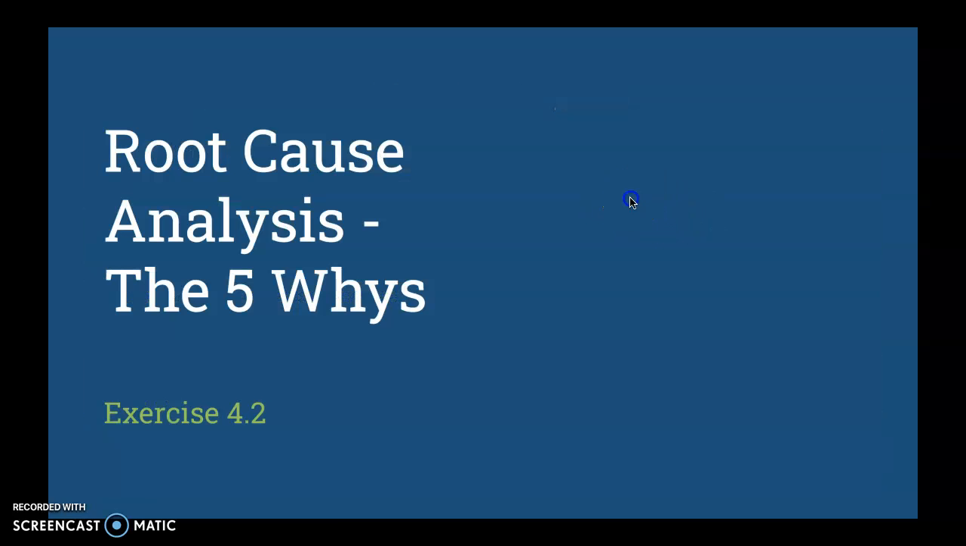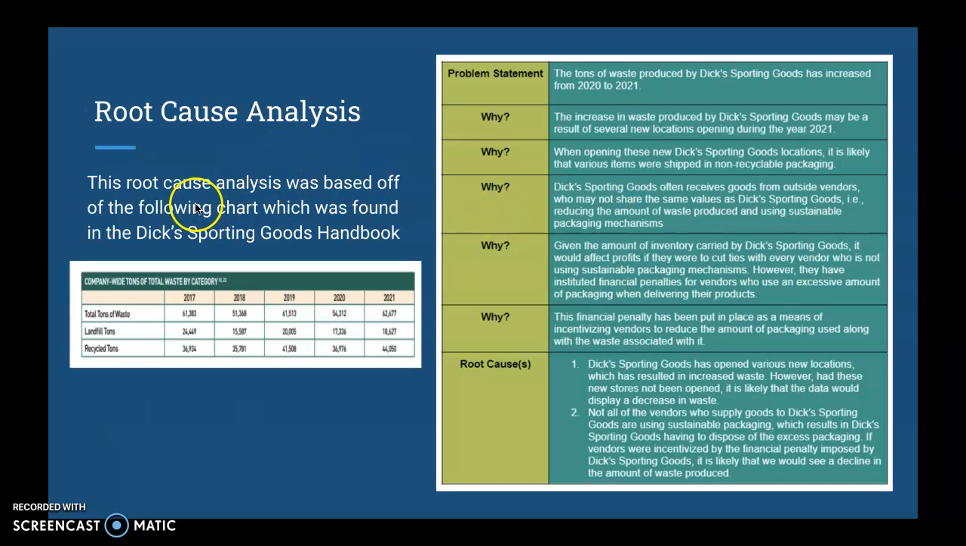So, the root cause analysis and the 5 whys. This root cause analysis was based off the following chart, which was found in the Dick's Sporting Goods Handbook. This is the company-wide tons of total waste by category, and it ranges from 2017 to 2021. It depicts total tons of waste, landfill tons, and recycled tons. For the problem statement, we can see the tons of waste produced by Dick's Sporting Goods increased from 2020 to 2021. This is the most relevant information as we're in 2022 today and can build off of this.